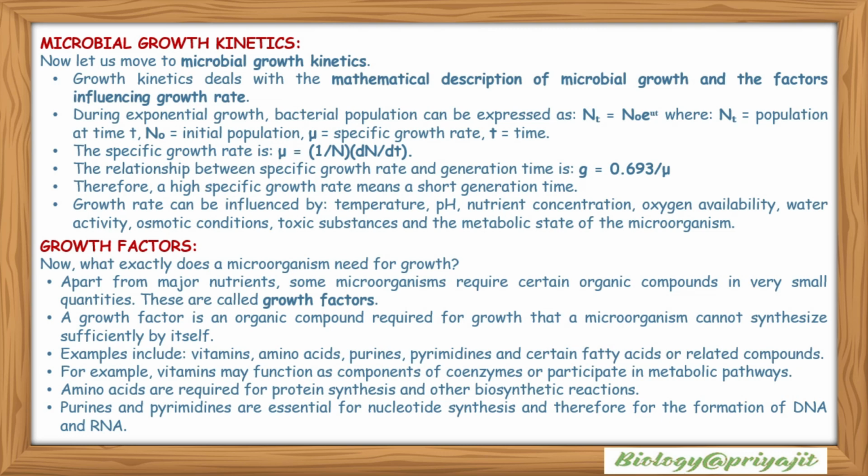So the relationship between specific growth rate and generation time is G is equal to 0.693 by mu. Therefore, a high specific growth rate means a short generation time, and the growth rate can be influenced by temperature, pH, nutrient concentration, oxygen availability, water activity, osmotic conditions, toxic substances, and the metabolic state of the organism.